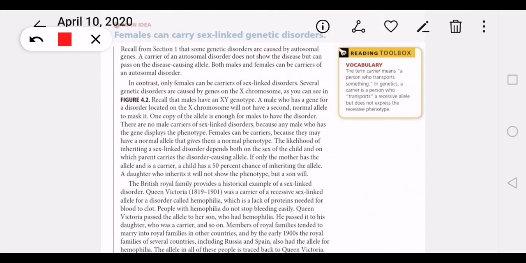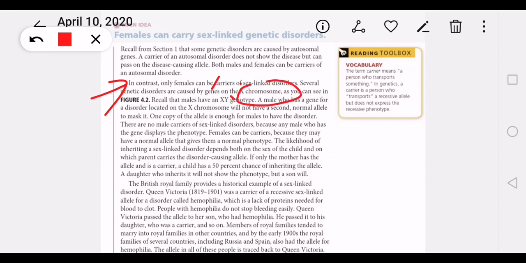If you want something to highlight, start from here: in contrast, only females can be carriers of sex-linked disorder. Why only females can be carriers? Because the genetic disorders are caused by genes on chromosome X.